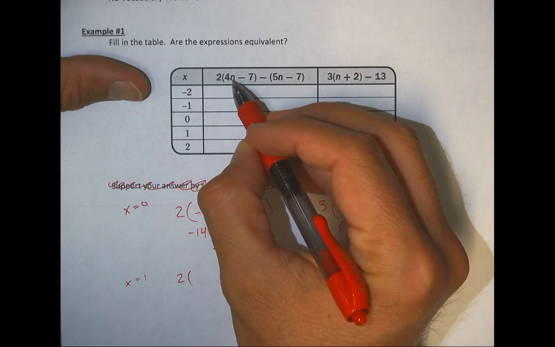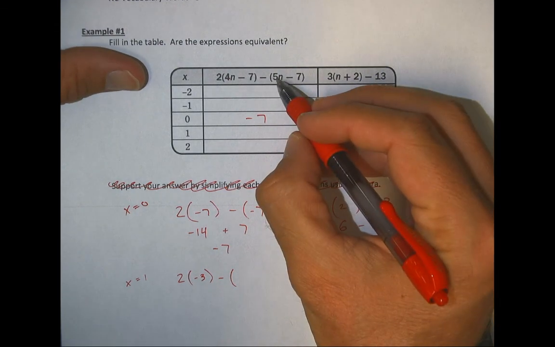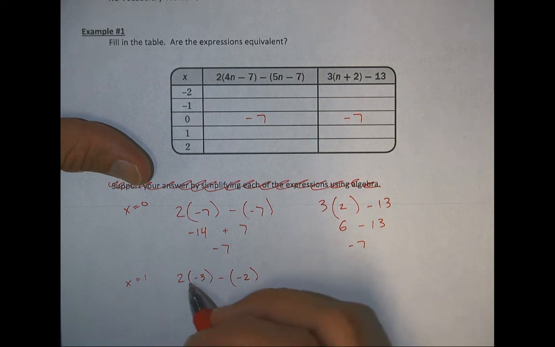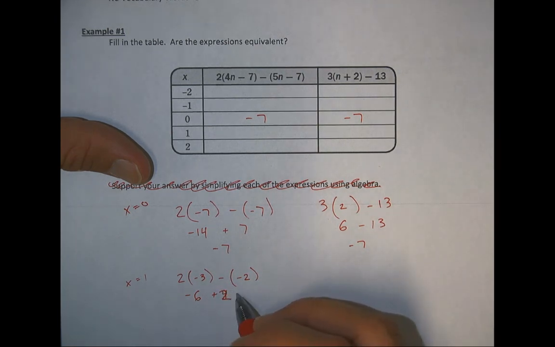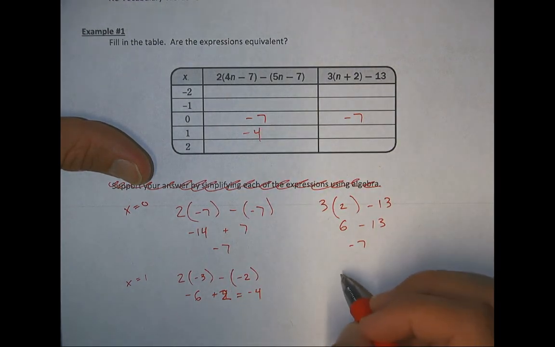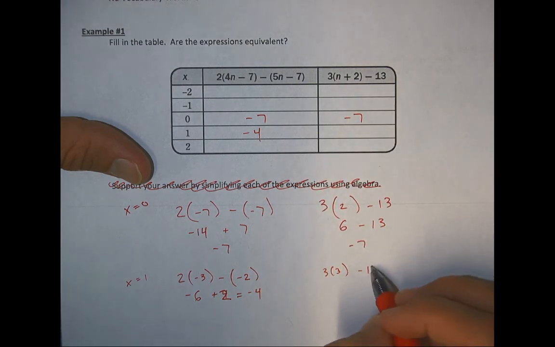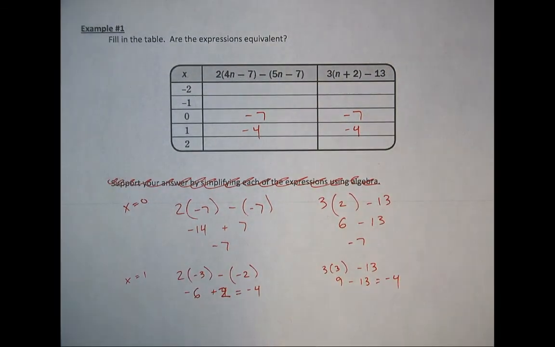If I plug in 1, 4 times 1 is 4, minus 7 is negative 3, minus 5 times 1 is 5, minus 7 is negative 2. So when I multiply, I get negative 6. It goes plus. Oops. Plus 2. And my answer is negative 4. And if I do that over here, plugging in 1, 1 plus 2 is 3. So this is 3 times 3 minus 13. That's 9 minus 13, and that is negative 4. So far these do appear to be equivalent.